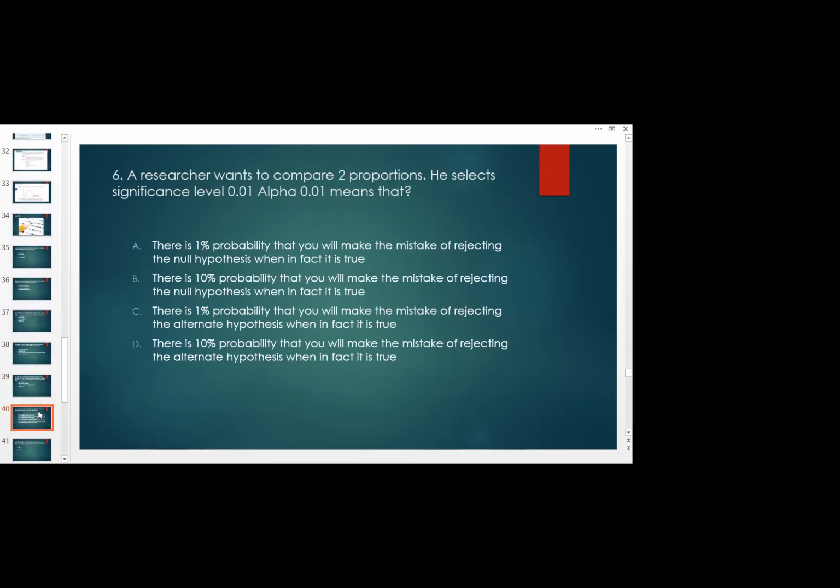A researcher wants to compare two proportions. He selects significance level of 0.01. Alpha 0.01 means that... Yes, the correct answer is A. Alpha 0.01 means that there is 1% probability that you will make a mistake of rejecting the null hypothesis when in fact it is true.